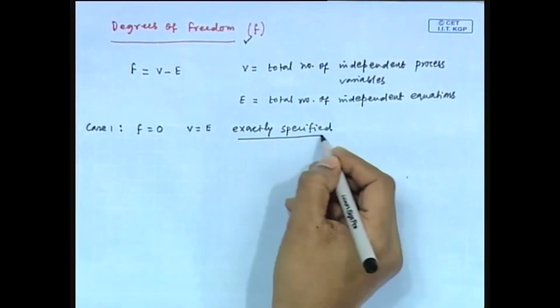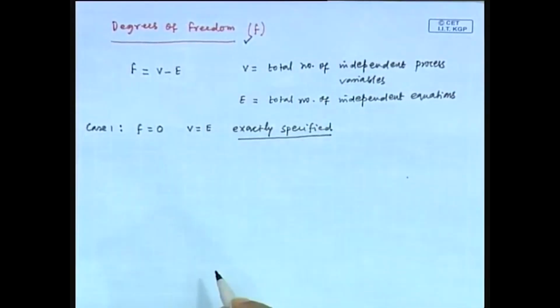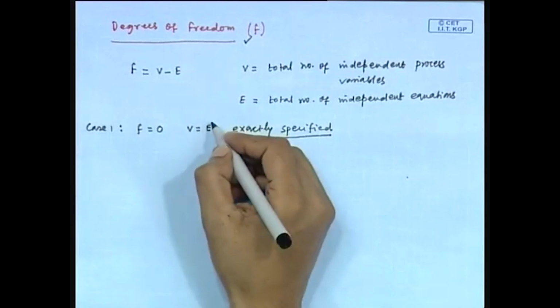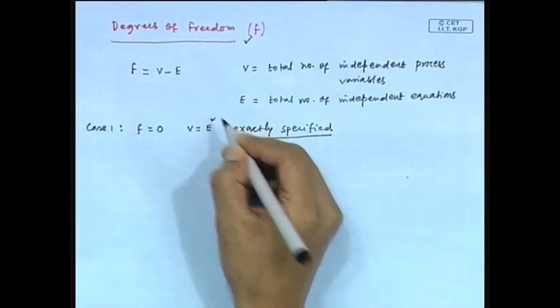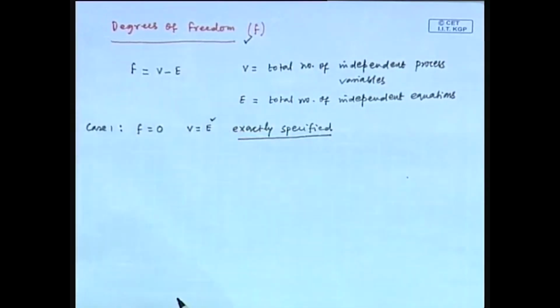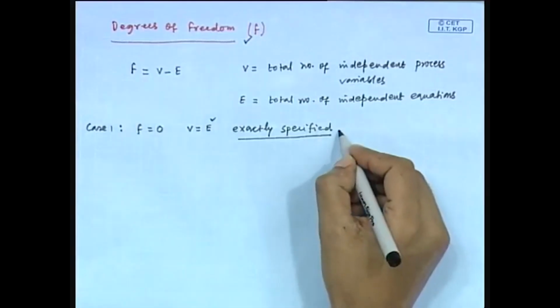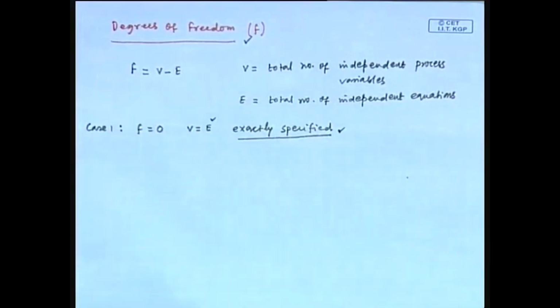When degrees of freedom equals 0, then we can write V equals E. That means the number of independent process variables equals the number of independent equations. In this situation, we can say the system is exactly specified. I mean, there is no problem finding the solution of the modeling equations.